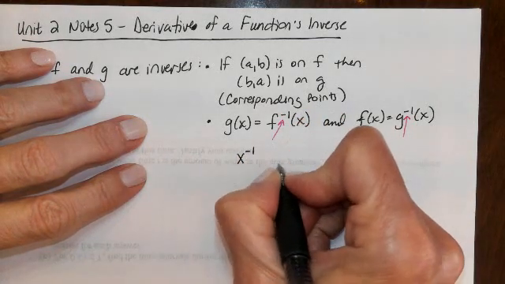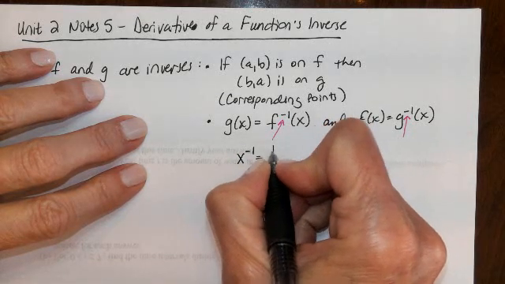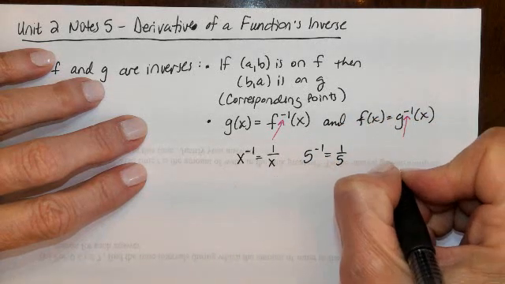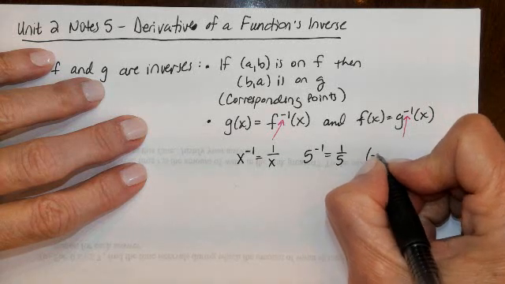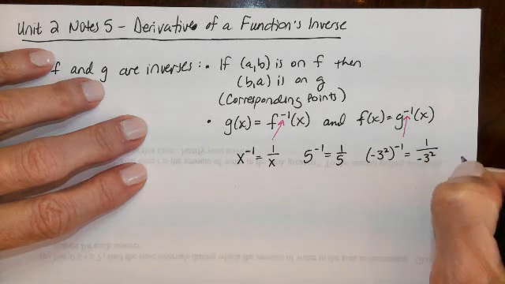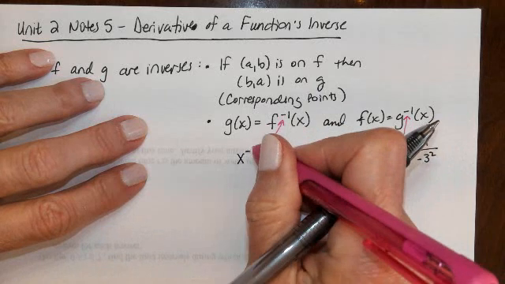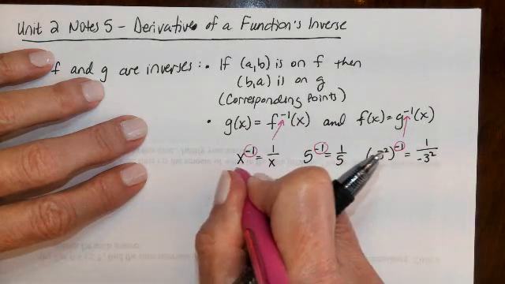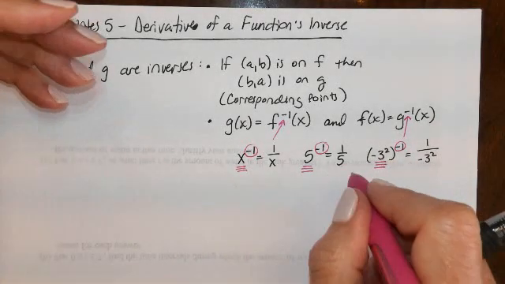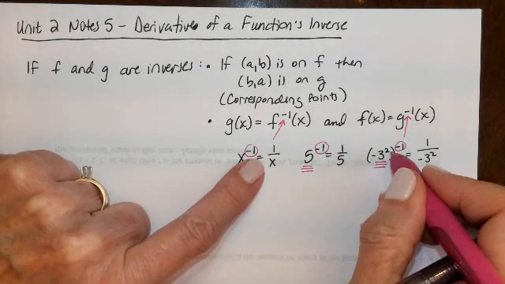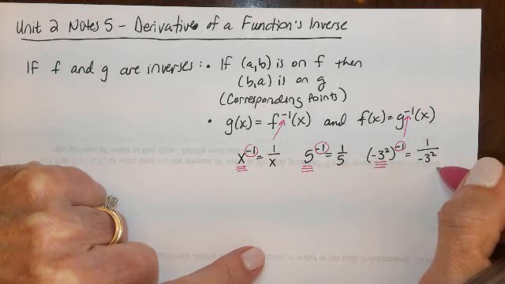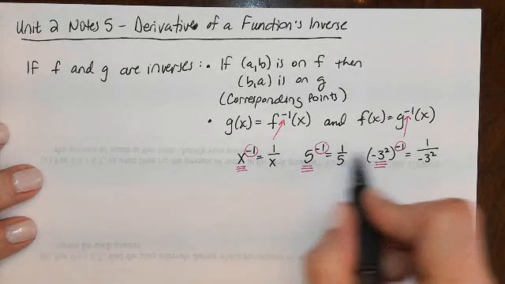Now, x to the -1, that is an exponent. So this would be 1 over x. 5 to the -1 is 1 over 5. (-3) squared to the -1 is 1 over (-3) squared. Okay? So when you see a -1 on a variable or a number, or an expression involving just variables and numbers, this -1 means it's the reciprocal of it. So 1 over whatever's inside there. Okay? It's the reciprocal. So that means it's an exponent.